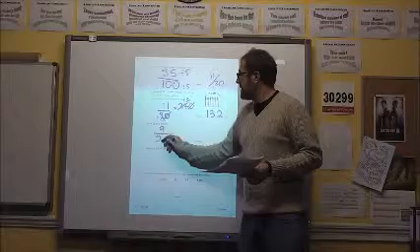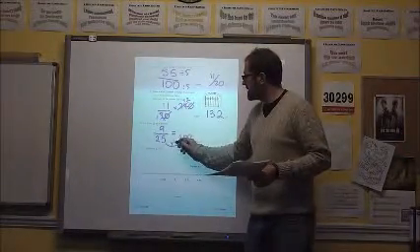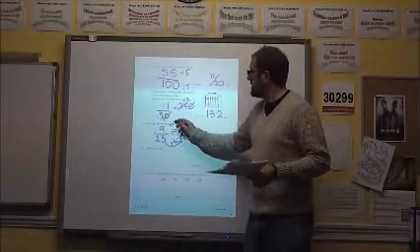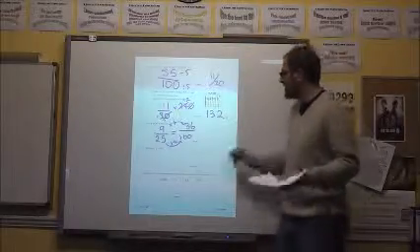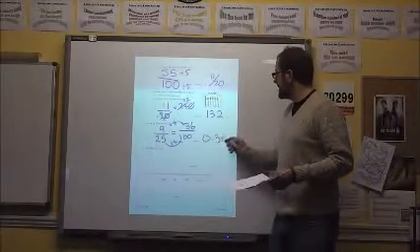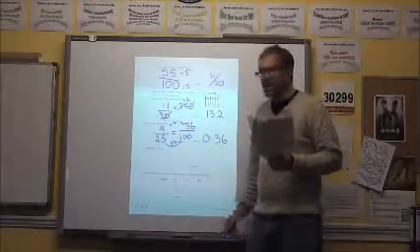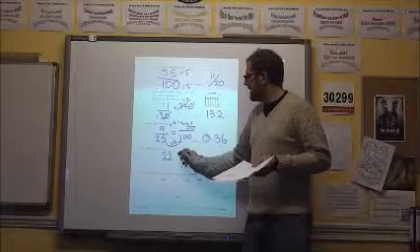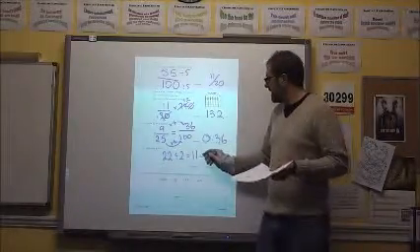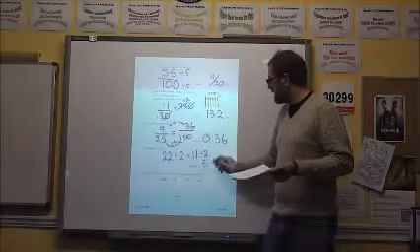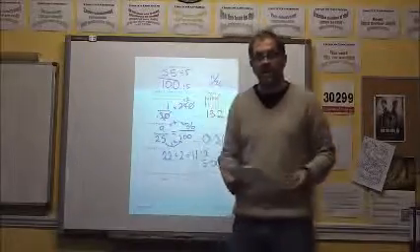9 over 25. Now 25 goes into 100 4 times. So 9 times 4 would be 36. 36 hundredths, which would be 0.36. And then a quarter of £22. If I halve it, I get £11. If I halve it again, I get £5.50. Or you could do a quarter times 22 and do it that way.